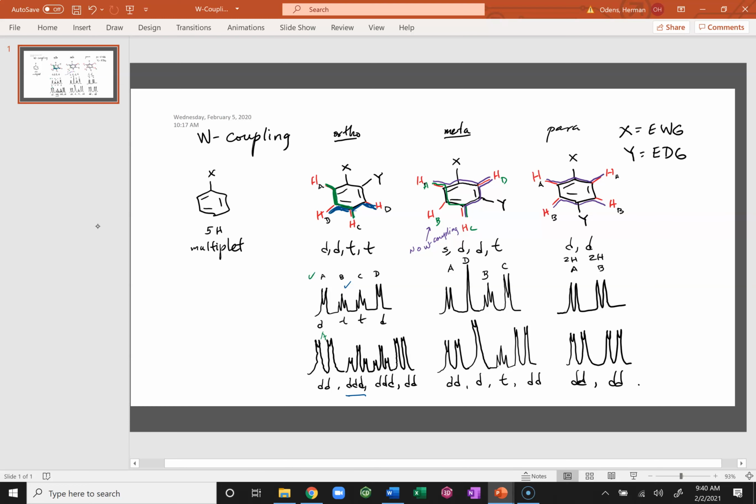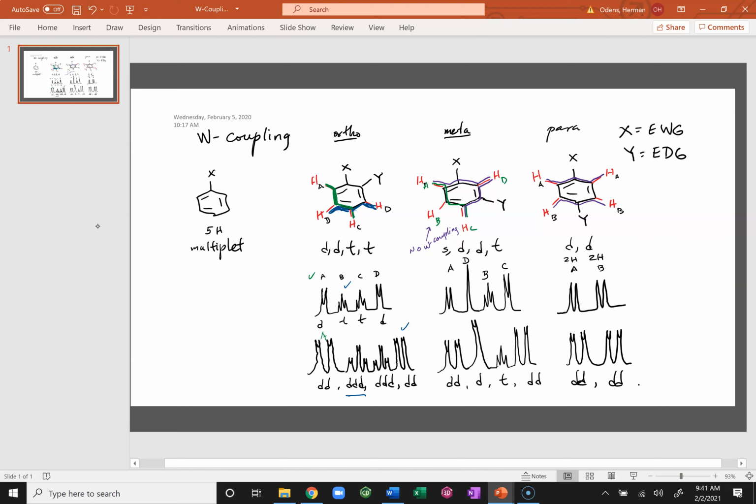Then C also has a W-range coupling with A, so it goes from a triplet to a doublet. And signal D has a W coupling with B, so it goes from a doublet to a doublet of doublets. But it still looks like a doublet in the NMR. It's just that you have to look for that little extra crown on the top. All right. Let's take a look at the meta one.